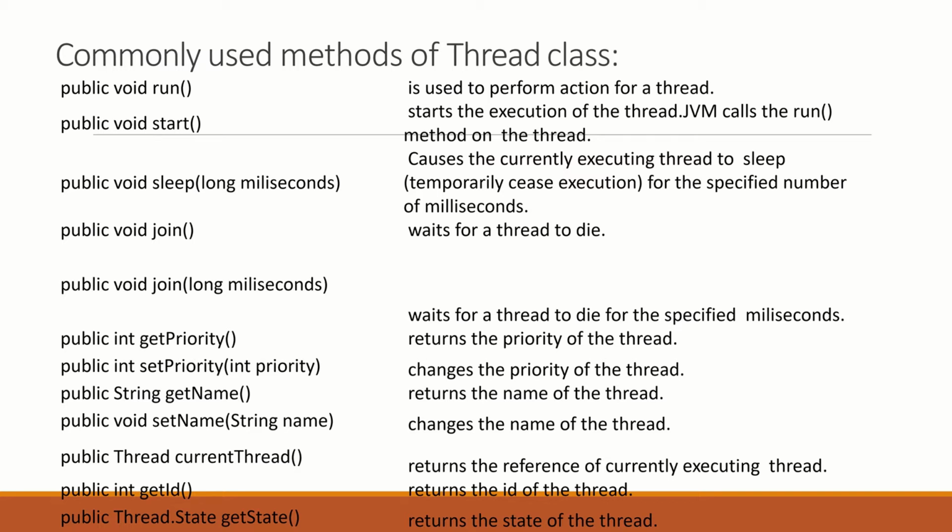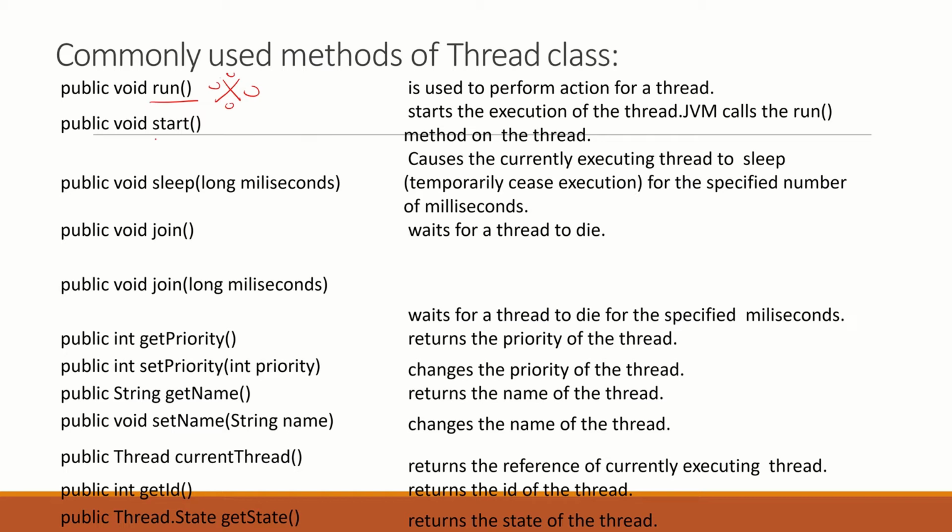Thread is a class in Java, because Java is a pure object-oriented language. Everything is represented as a class. So let us see a few methods inside this thread class. The first one is run. This is the most important method in a thread. The run method contains the code to be executed by a thread during execution. So the run method should be implemented inside every thread.